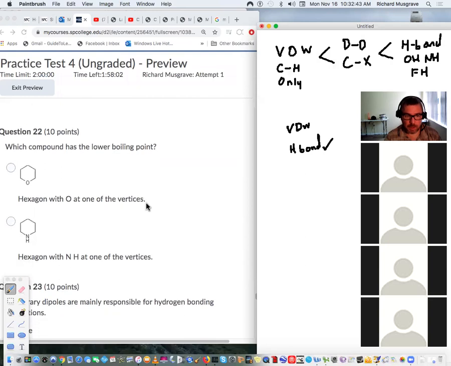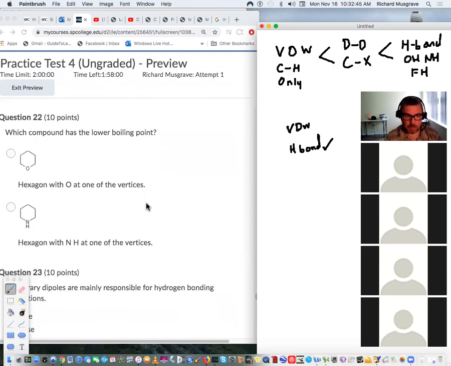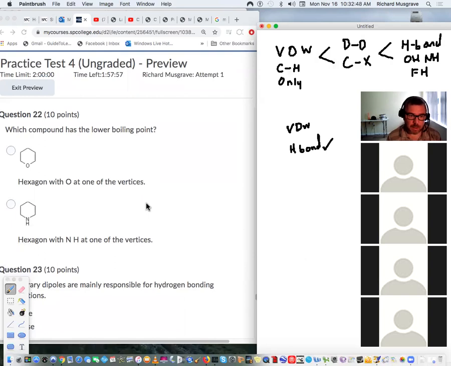Which compound has the lower boiling point? Okay, can anybody tell me what the intermolecular force is for this one? Anybody want to say?